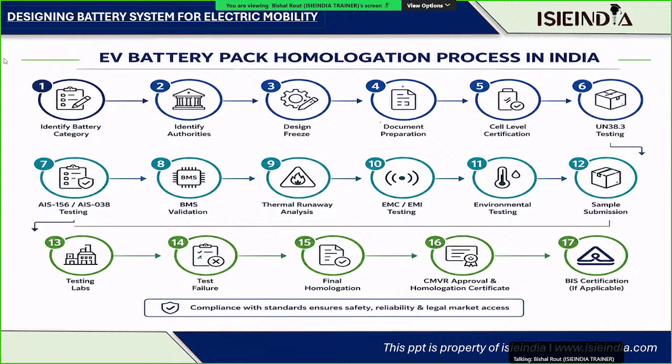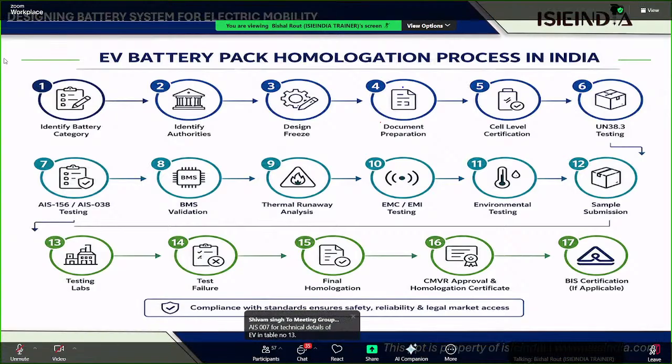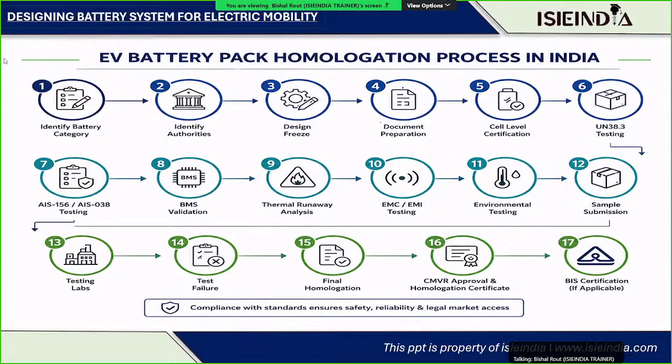And once it has been done, then your final homologation is done, which is after all tests have been passed, the agency reviews the report, documents compliance, data and safety validation, and final homologation approval is granted. And then the last one is the CMVR approval and homologation certificate. Now the official homologation certificate is issued under the CMVR, Central Motor Vehicle Regulation Act, and this allows the legal sale of vehicle batteries in India. And without CMVR approval, a vehicle cannot legally operate on the public road, not even the batteries as well. Right?